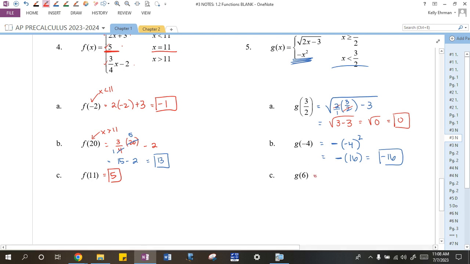g of 6. 6 is greater than 3 over 2, so we're going to use the top piece. 2 times 6 minus 3, the square root of that. 12 minus 3 is 9. The answer is just 3. It's not plus or minus 3 because the square root is built into the problem.